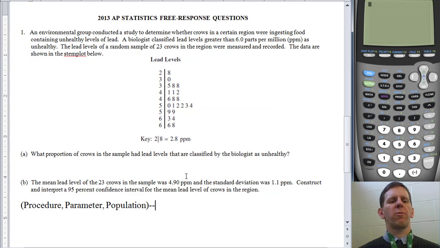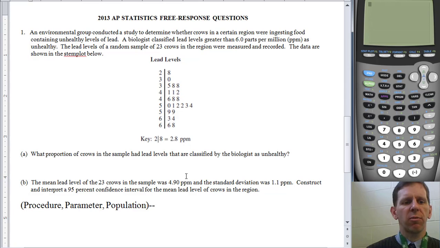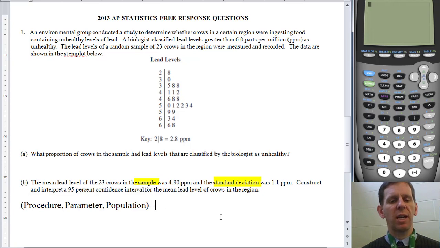So when we do a confidence interval, the first step is to name the procedure, the parameter, and the population. The procedure we're going to work with here is going to be a one-sample t-interval. And the reason we're using a one-sample t-interval is where it talks about the standard deviation. The mean lead level of the 23 crows in the sample was 4.9 and the standard deviation was 1.1. So the sample mean is 4.9. The sample standard deviation is 1.1. So this is s. They don't tell us sigma. We're going to be using a one sample t-interval because we don't know the population standard deviation.